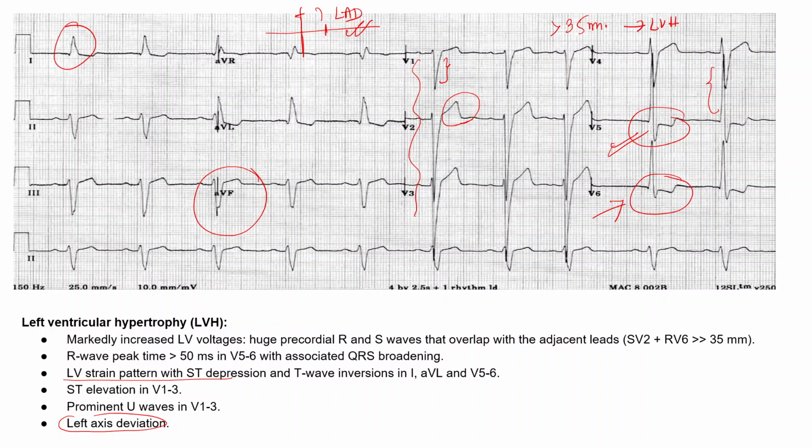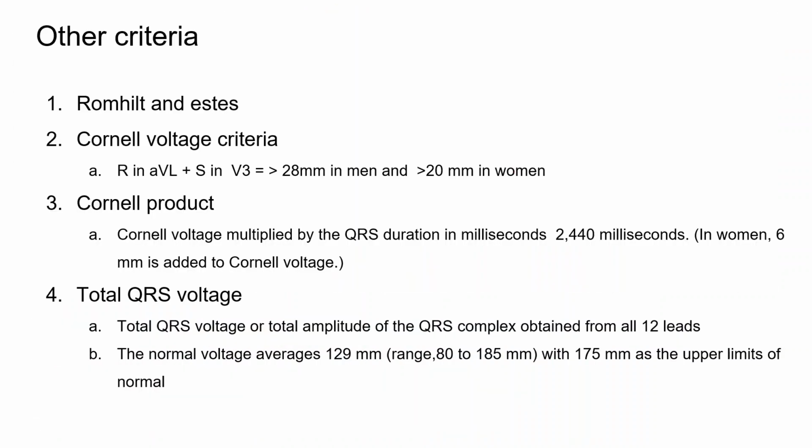But if someone asks you what is a strain pattern, that means it has to be ST depression and T inversion. And these are all the associated findings with LVH. Now, what are the other criteria? For the other criteria, you just have to remember the names. One is Romhilt and Estes. Another is the Cornell voltage criteria. Another is the Cornell product. Another is total QRS voltage.